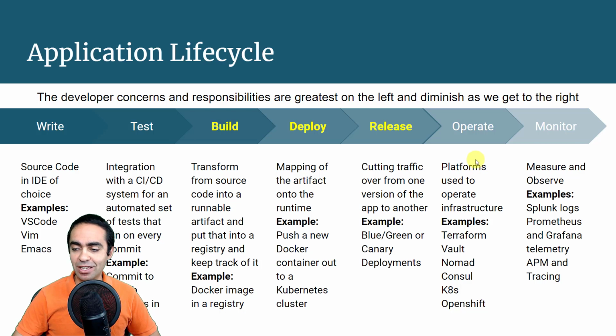The operate phase, that's concerned with the platforms and how the ops teams would look at the infrastructure itself. In this category, we would look at Terraform, Vault, Nomad, Consul, Kubernetes, OpenShift, and so on, right? So operating the platform. And then finally, the monitoring phase.